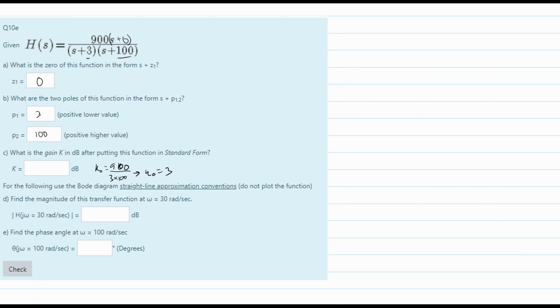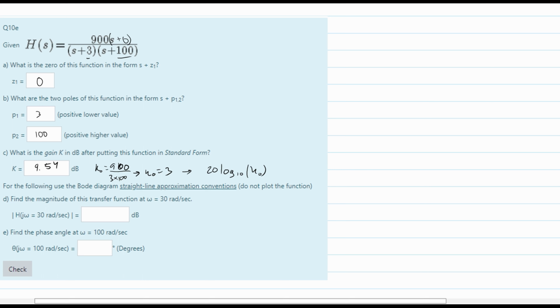And with a K naught equal to 3, we are not done yet. We need to plug this in to our 20 log base 10, and then we'll have our K naught inside of here. And then plugging this into a calculator, remember K naught is equal to 3, we are going to get approximately 9.54 dB.